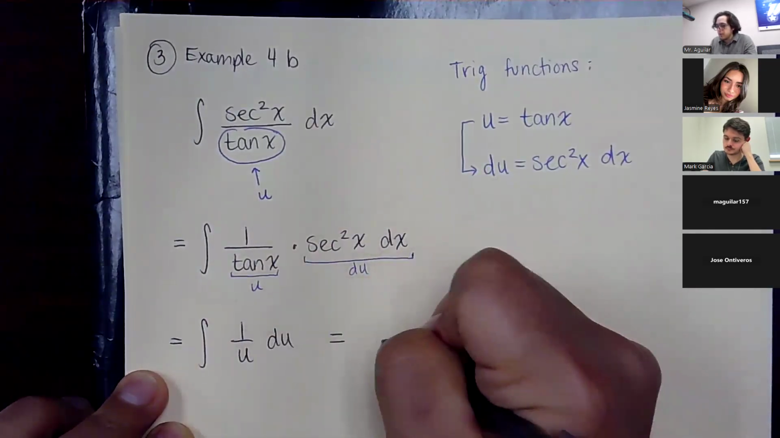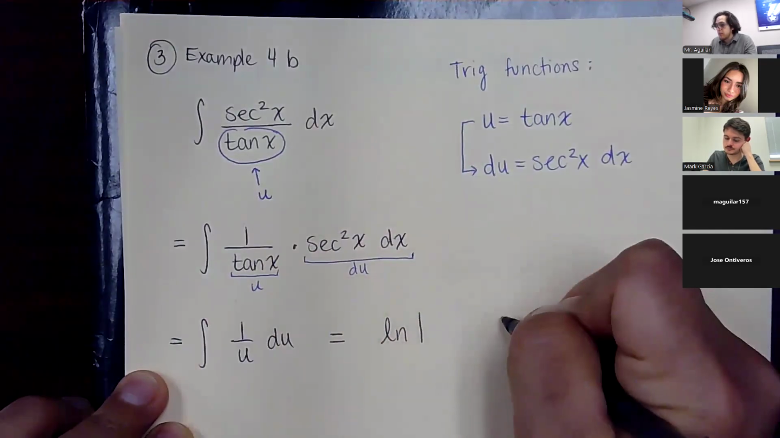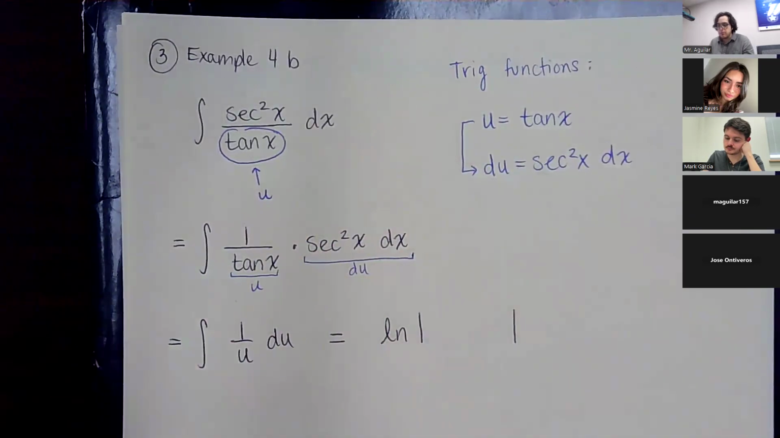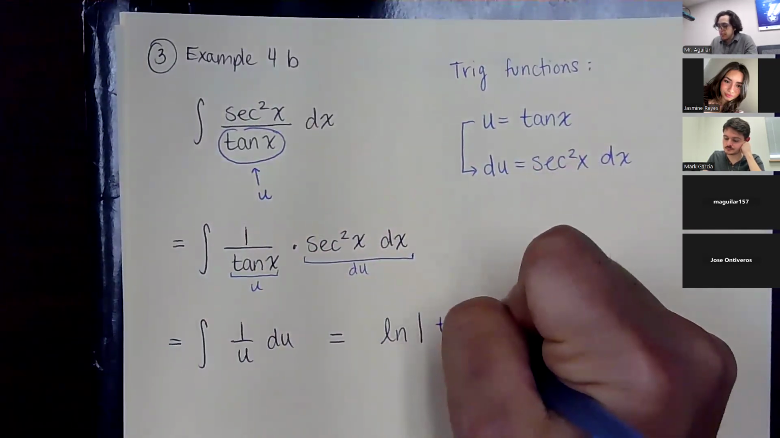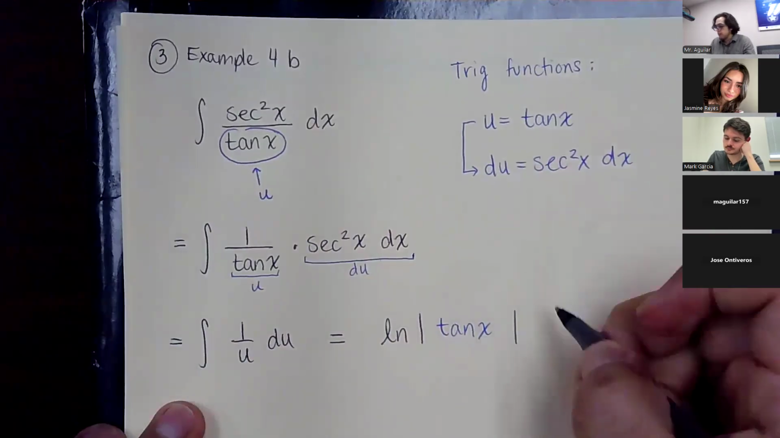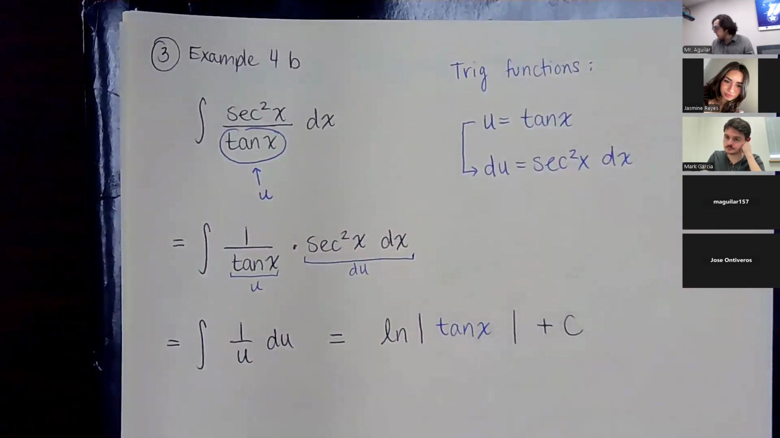And based on the rule, that should just be the natural log of the absolute value of u, which happened to be tangent x based on our definition. Okay. Plus c, and then we can call it a day.